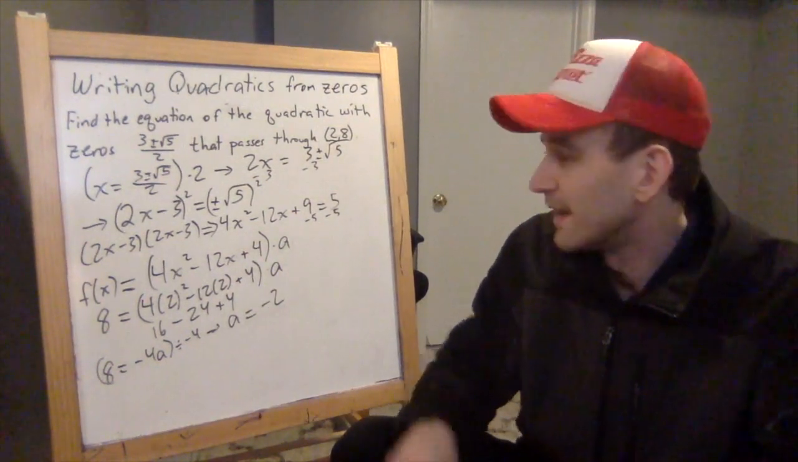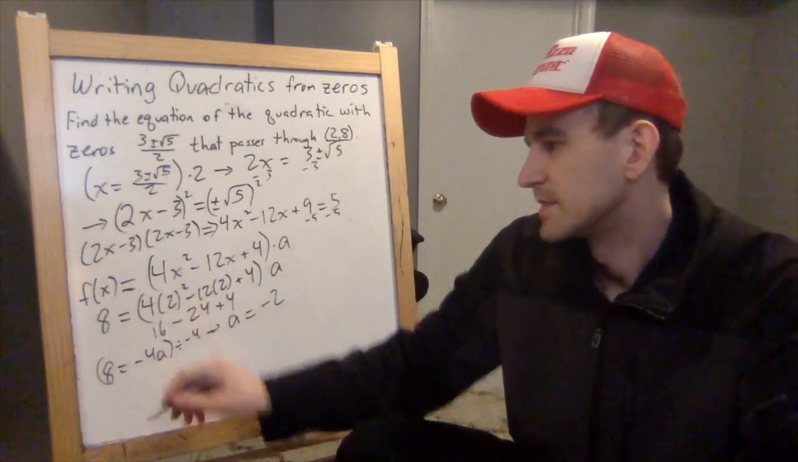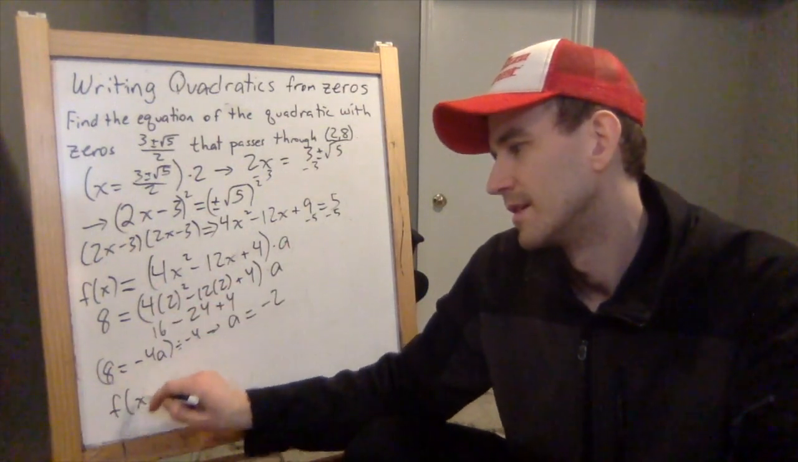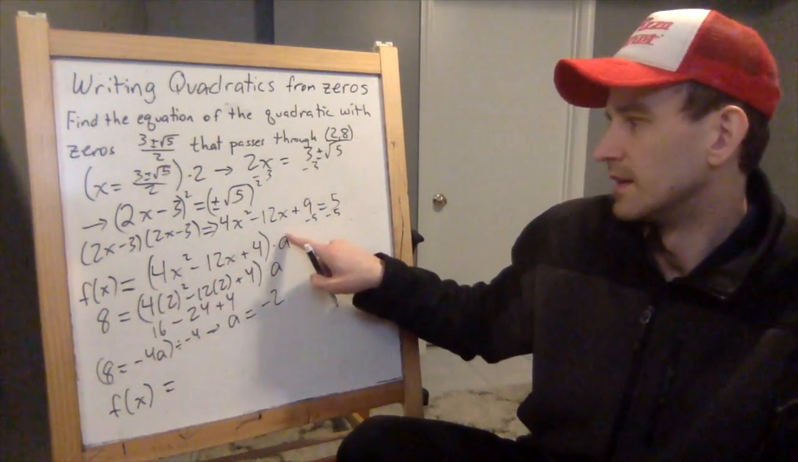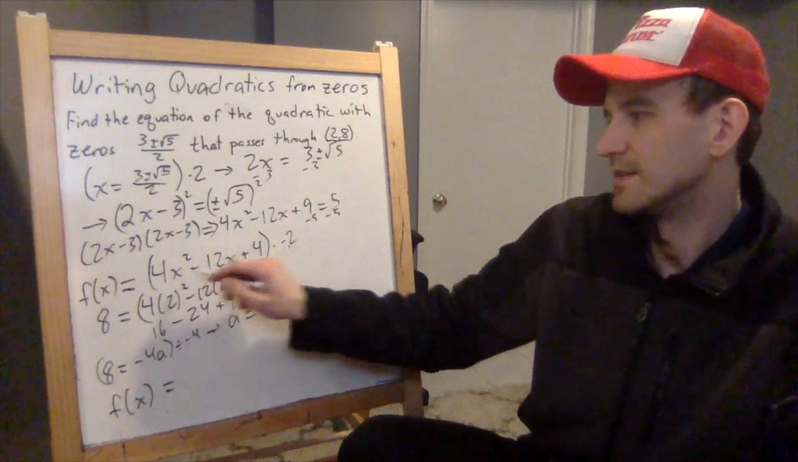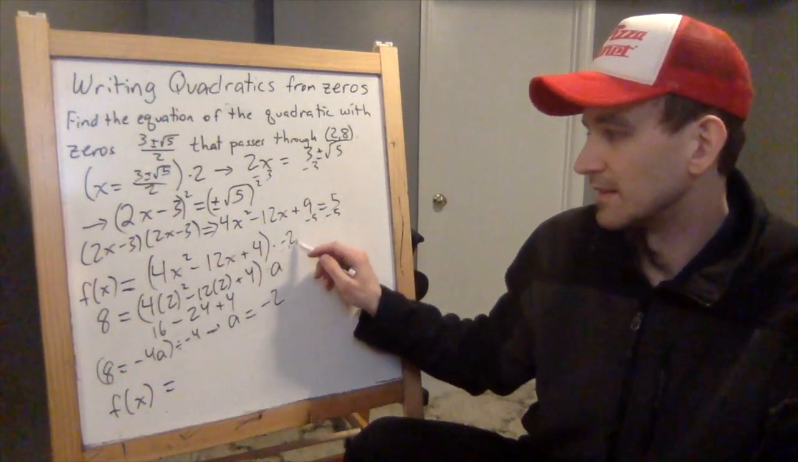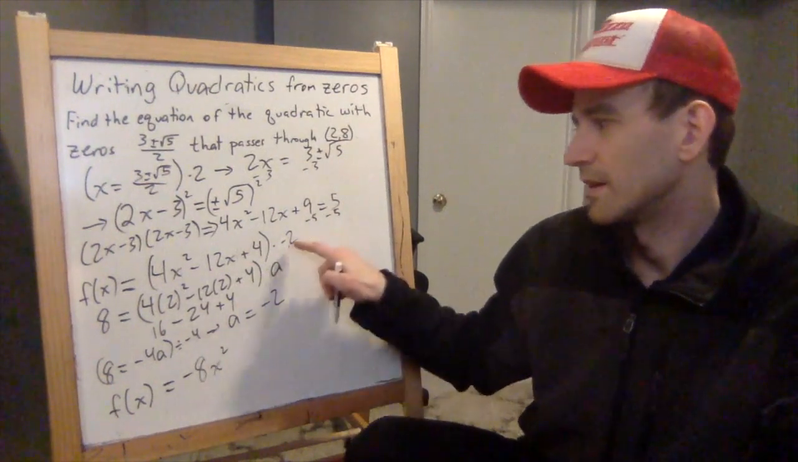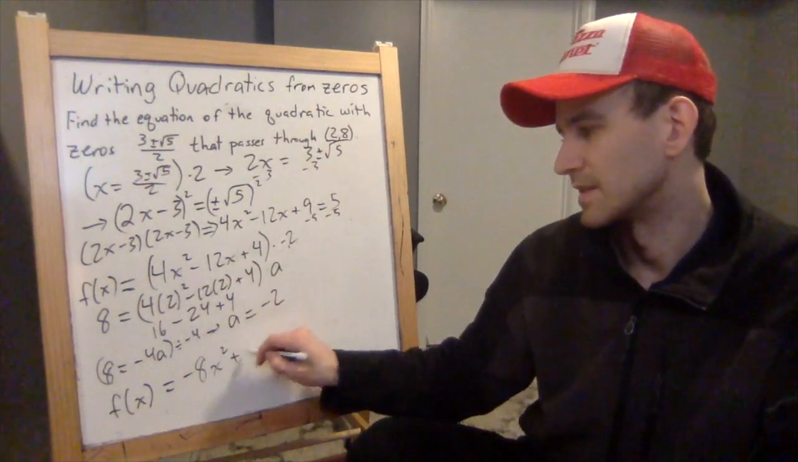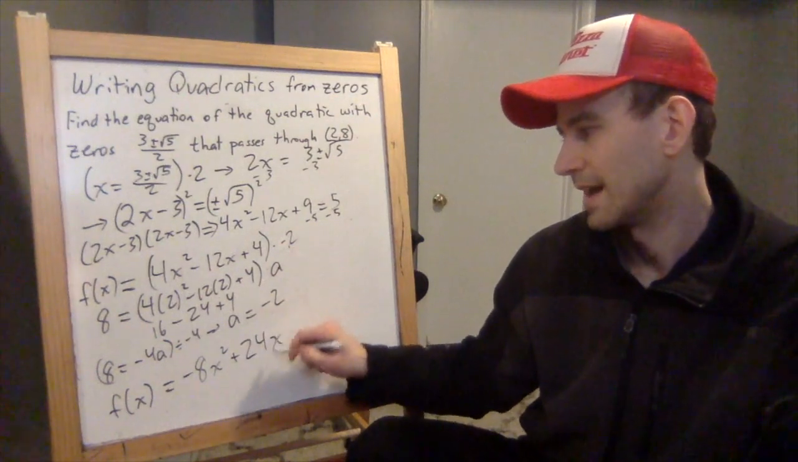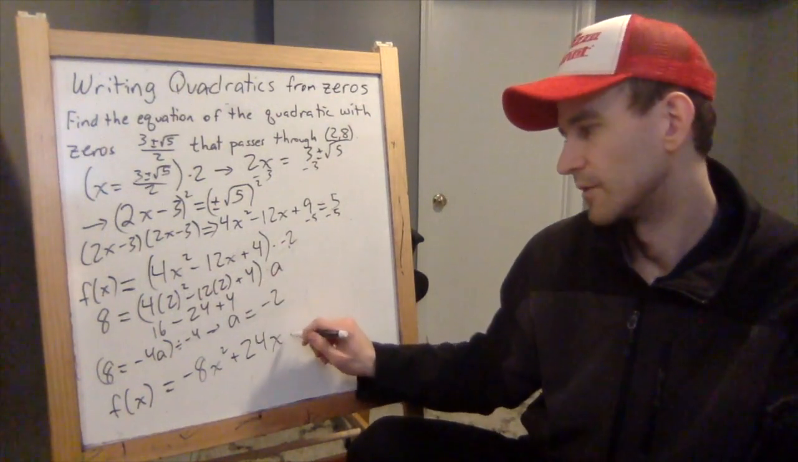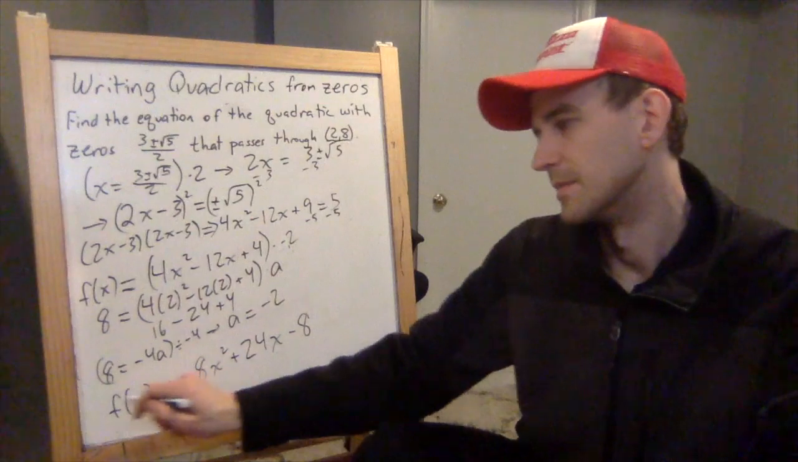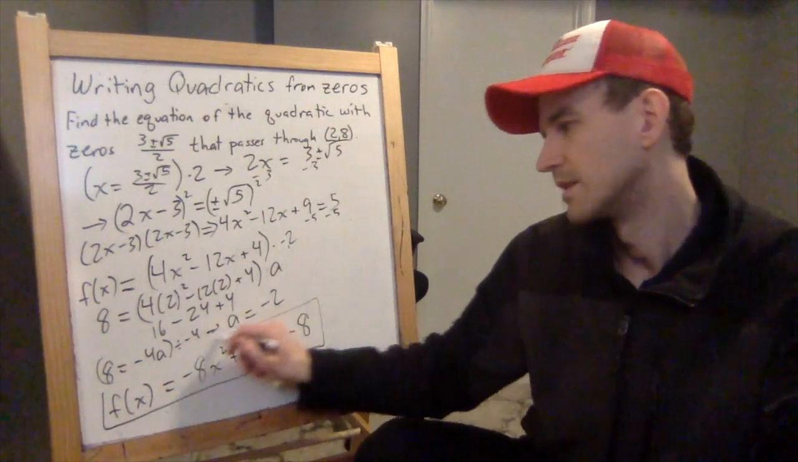Now that we have that a, we can plug it back in. So f of x is equal to negative 2 times all that stuff. We distribute the negative 2 times 4x squared is negative 8x squared. Negative 2 times negative 12 gets us plus 24x. And negative 2 times 4 is a minus 8.